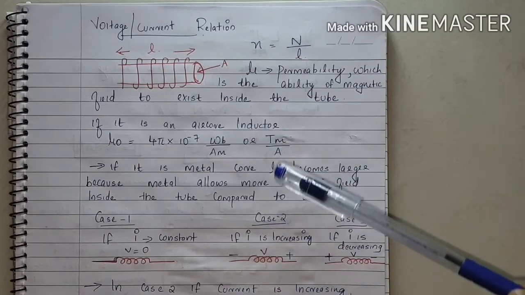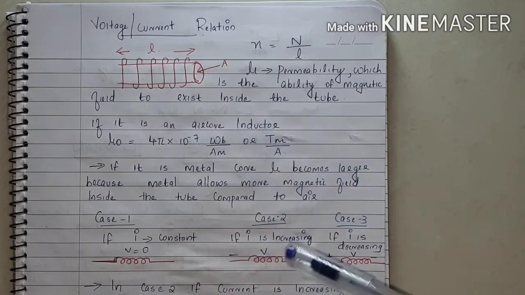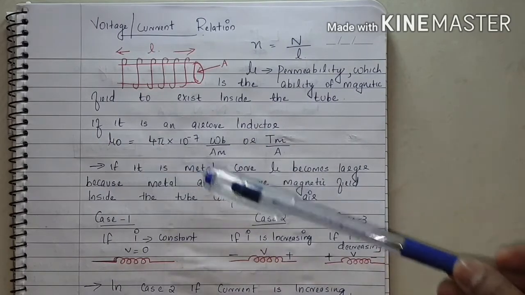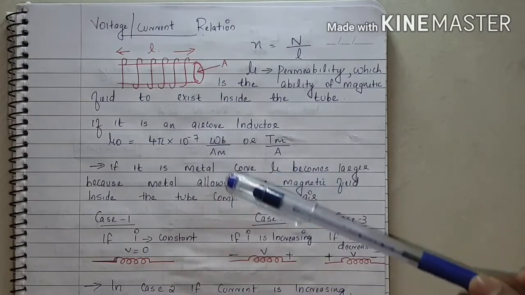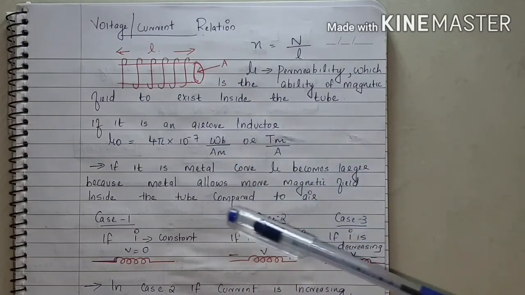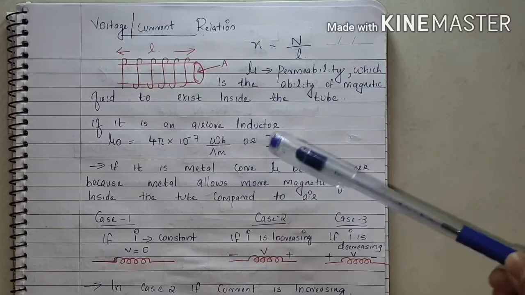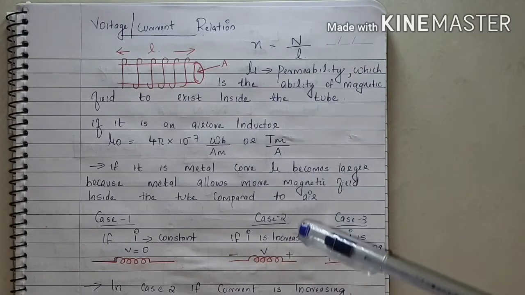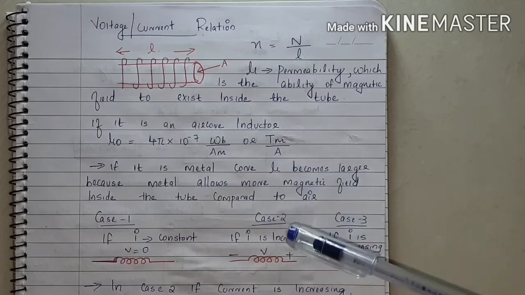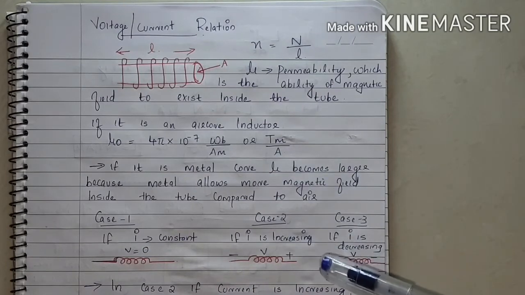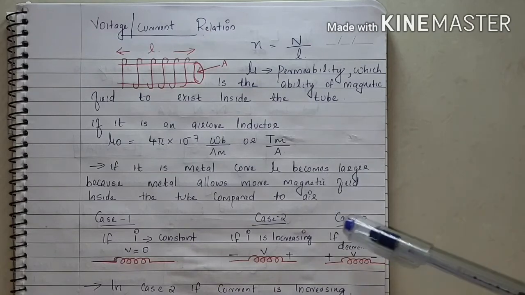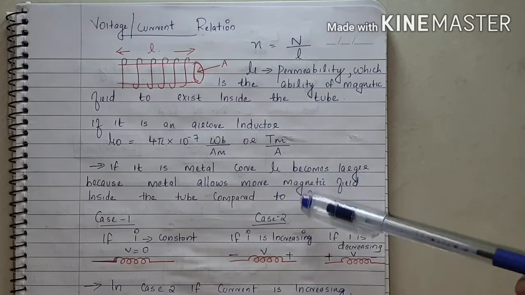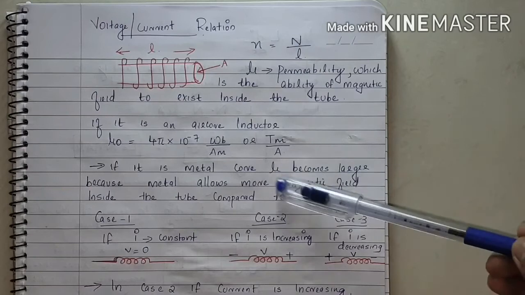If it is an air core inductor, permeability can be written as mu 0 equal to 4 pi into 10 raised to minus 7 Weber per amp meter or Tesla meter per amp. If it is an iron core inductor, that is, a core made up of metal or iron, mu becomes larger because metal allows more magnetic field inside the tube compared to an air core inductor.